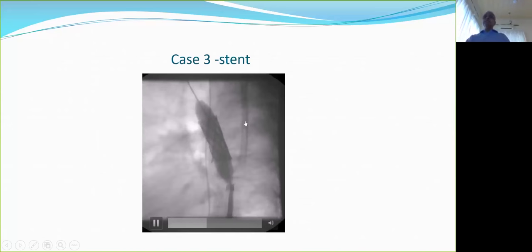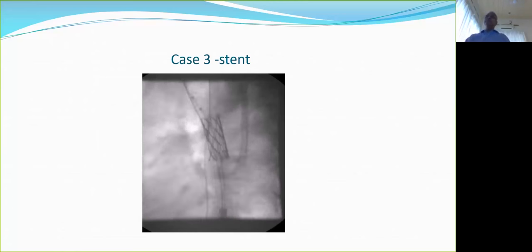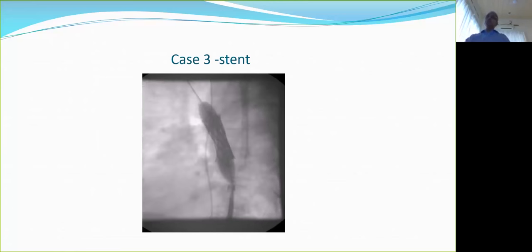Just watch the stent, and then in the final angio, the stent is in place. There is no narrowing there, and there is smooth flow. This lady, 6 months later, was just on beta blocker for her hypertension.